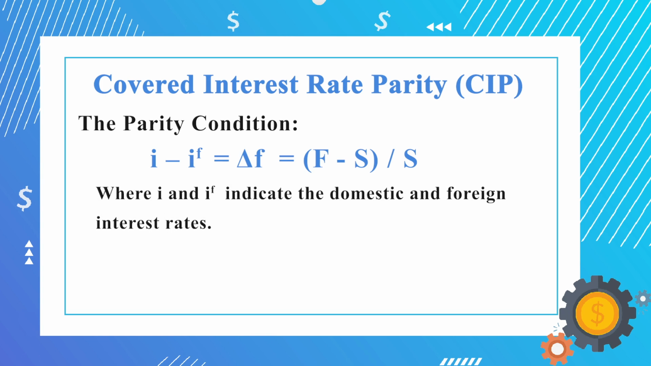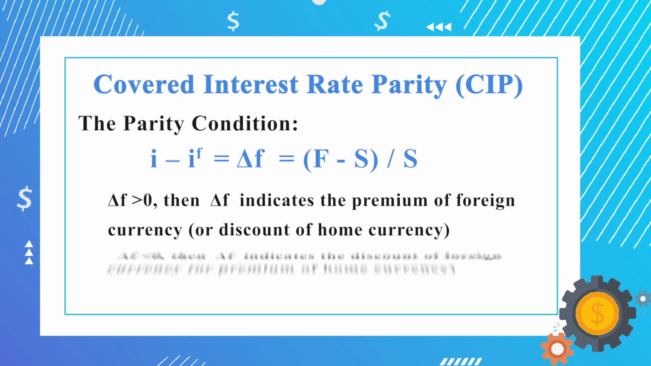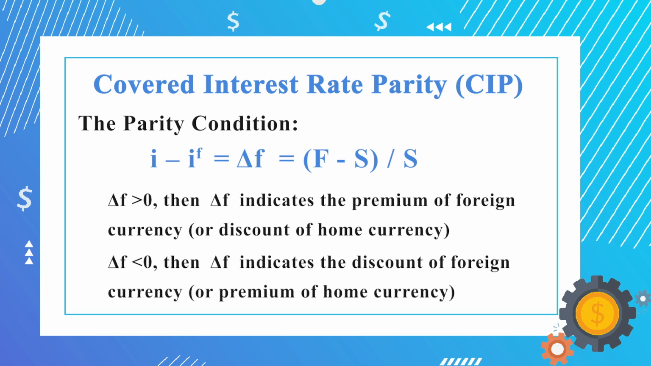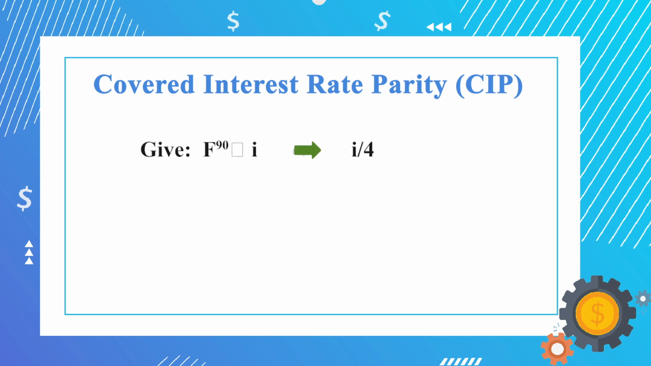where I and IF indicate the domestic and foreign interest rate. When delta F is larger than 0, then delta F indicates the premium of foreign currency or discount of home currency. When delta F is less than 0, then delta F indicates the discount of foreign currency or premium of home currency. Please note, the term of forward exchange rate and interest rate should be matched. That's to say, for example, if the forward exchange rate is a 3 months forward rate, then the term of interest rate should be changed from 1 year to 3 months.